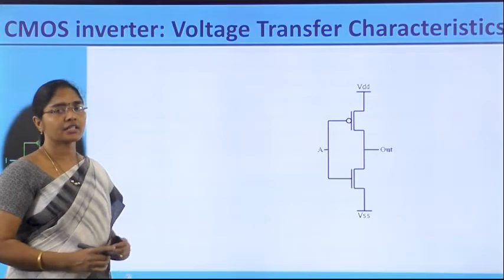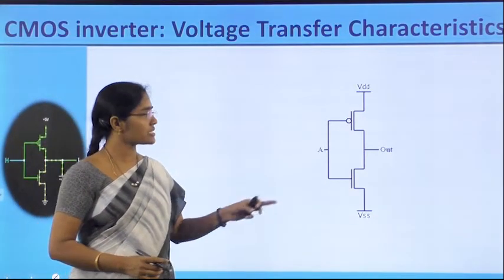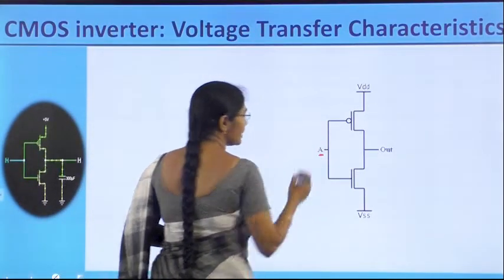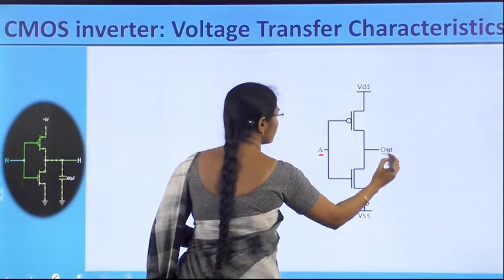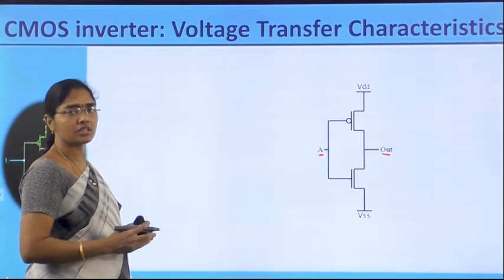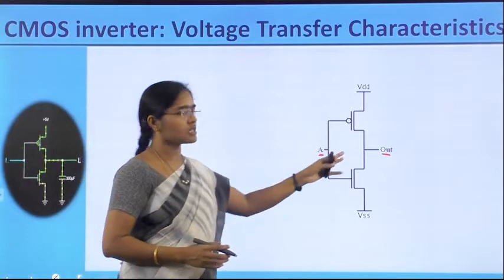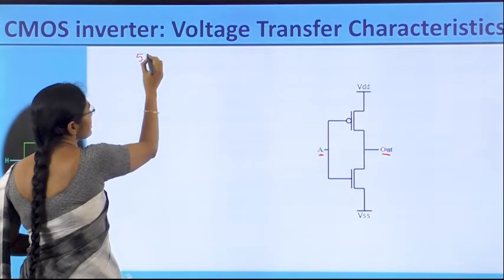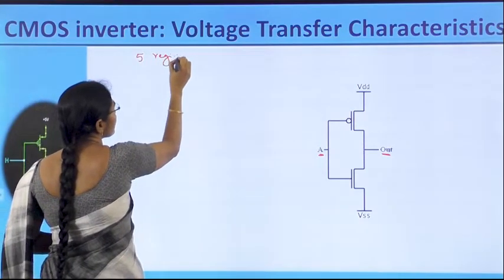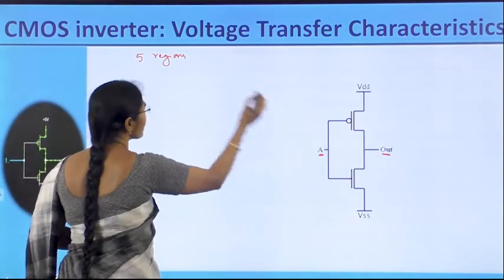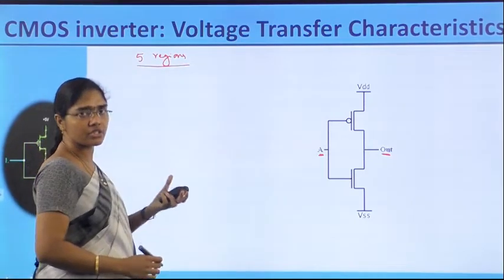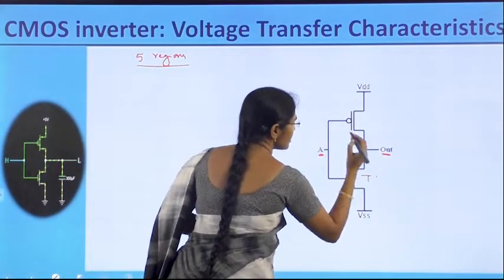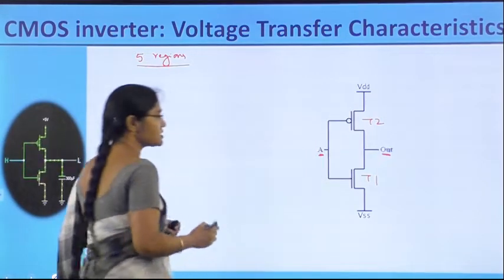Let's see its transfer characteristics. How can we get the transfer characteristics of this CMOS inverter? By applying different values of A at the input and observing the output, we can plot the transfer characteristics, that is output versus input values. To draw the transfer characteristics, we want to see the inverter operation as 5 different regions and its output equations. So, take the T1 transistor as NMOS and the T2 transistor as PMOS.